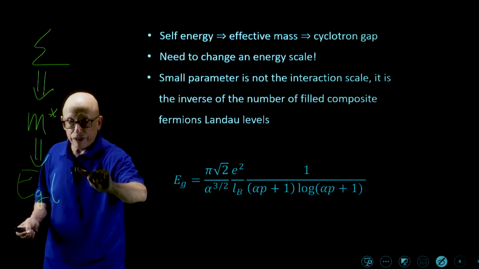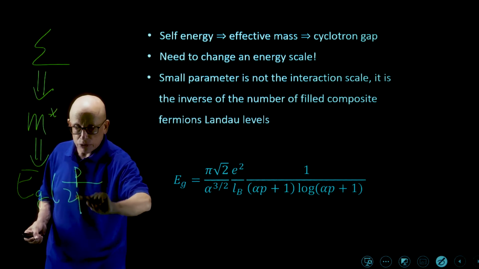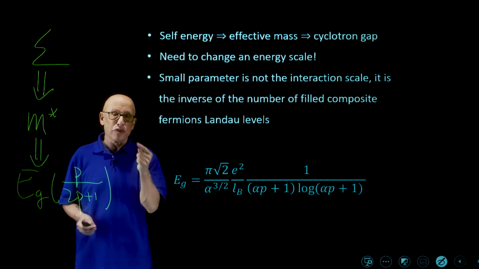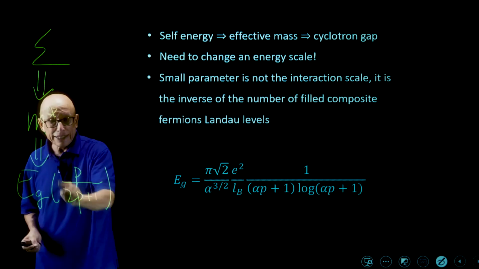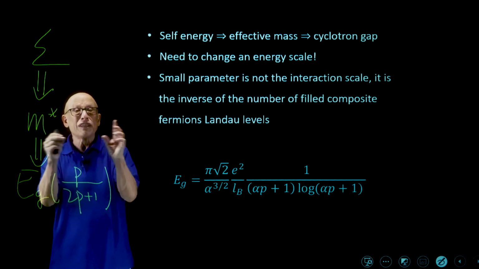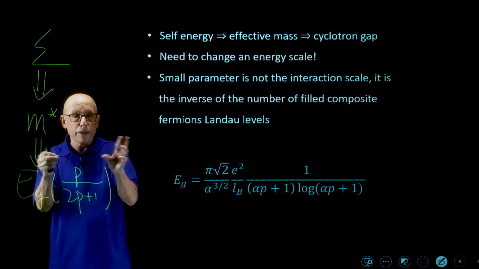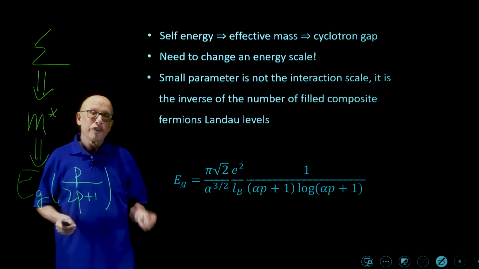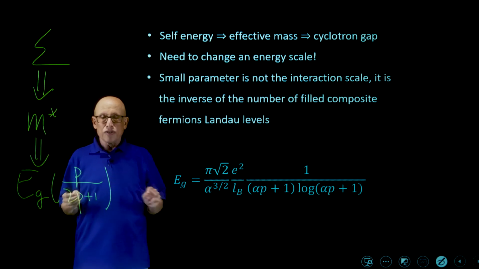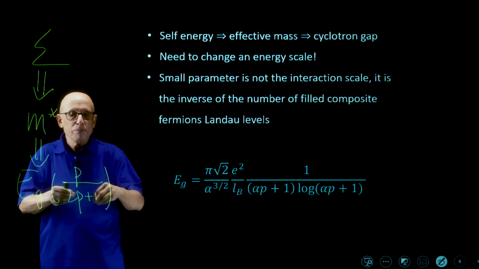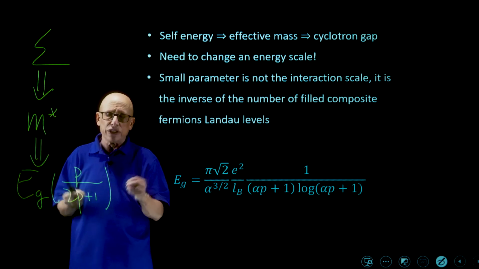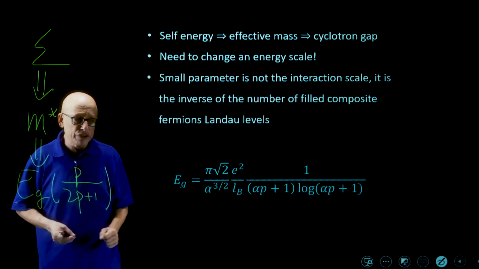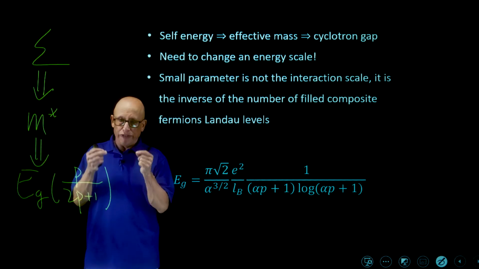So this would be filling factors of p over 2p plus 1. But we will ask about very large values of p, because then we are very close to the Fermi liquid fixed point where delta B is 0. Now, is this of experimental relevance? Well, because of disorder and temperatures and so on, we cannot go to too high values of p. But it would be of theoretical interest.